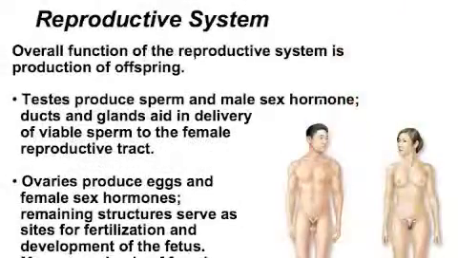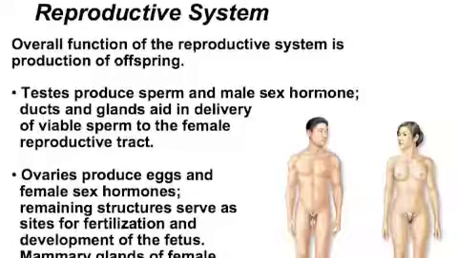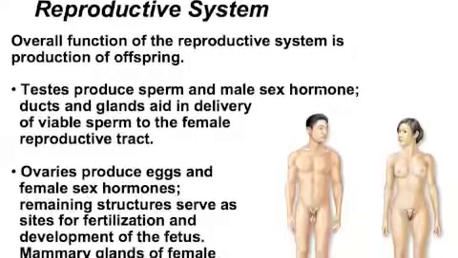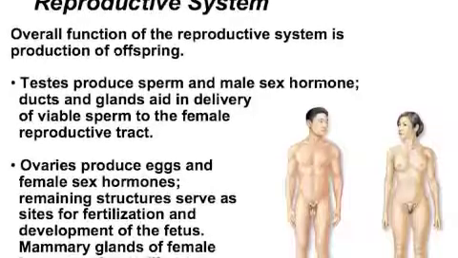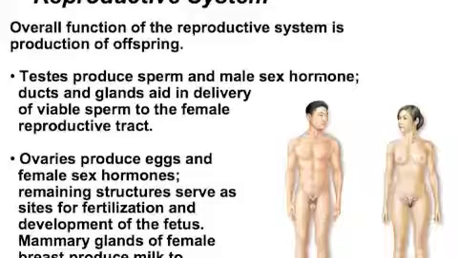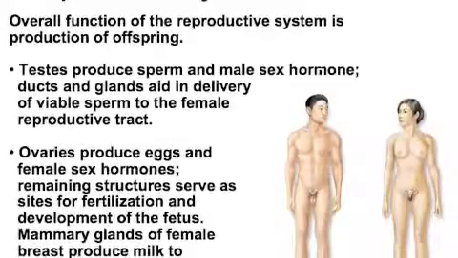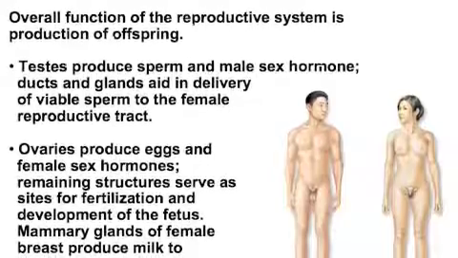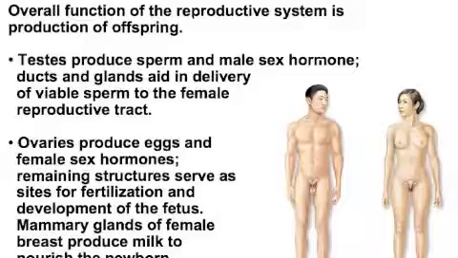And lastly, here we talk about the reproductive system. The overall function of the reproductive system is the production of offspring. I know, sex is just a side product of that. The testes in the guys produce sperm and male sex hormones, and the rest is a fancy delivery system sending the viable sperm into the female reproductive tract.